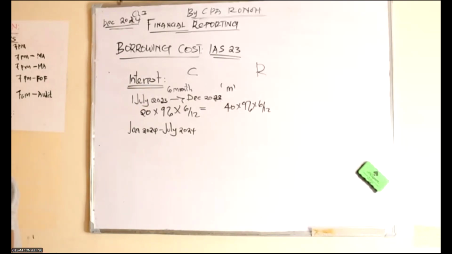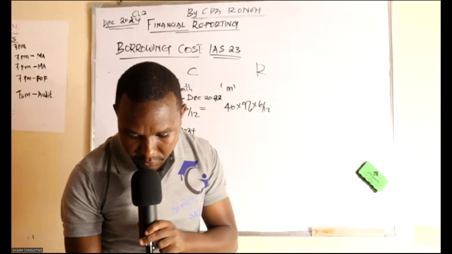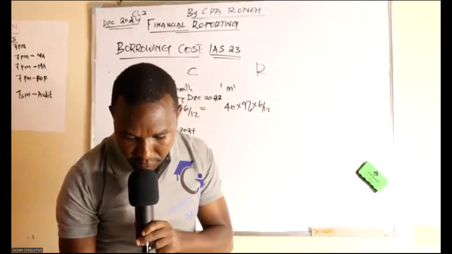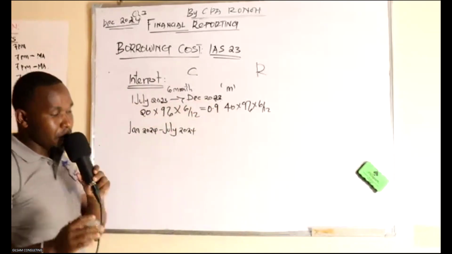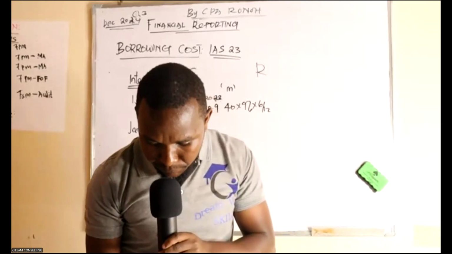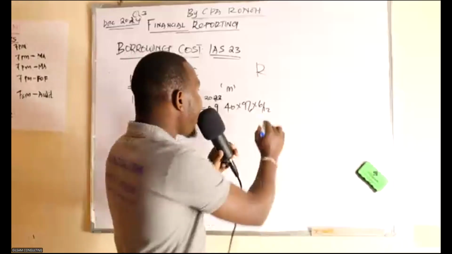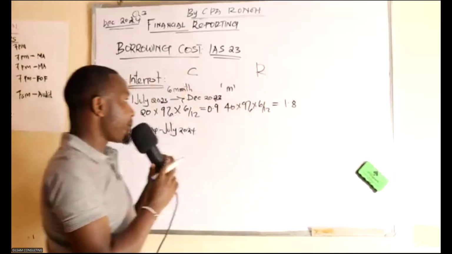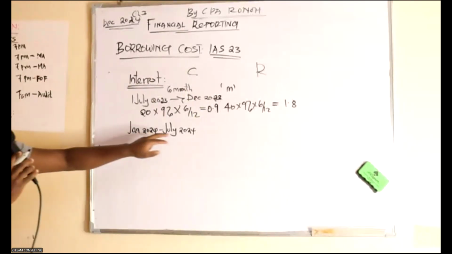For this unit we cannot do without a calculator. So find a calculator. 20 million times 0.09 times 6, we divide by 12, get 0.9. These are in million, 0.9. What about the other project? 40 times 0.09 times 6, we divide by 12. We are getting 1.8. Now, let's get from January 2024 to July 2024.